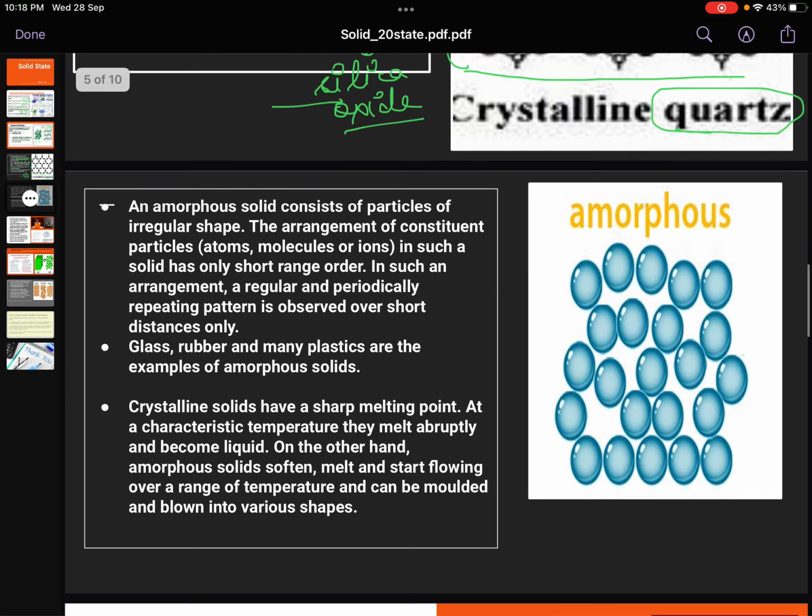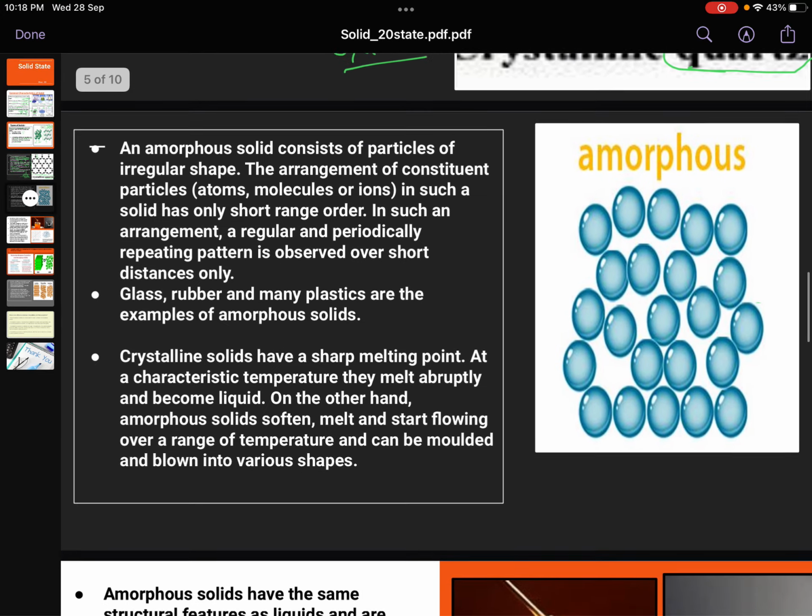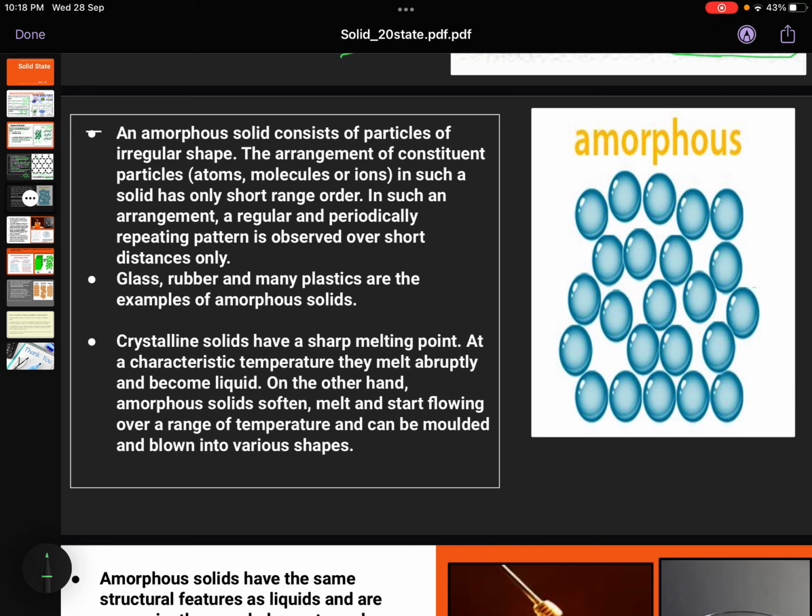Now moving to our next slide, here are the amorphous solids. An amorphous solid consists of particles of irregular shape. They do not have a regular shape. The arrangement of constituent particles in such a solid has only short range order. When we studied crystalline solids, we studied long range order, but amorphous solids have short range order, meaning a particular arrangement is repeating over a very small distance.